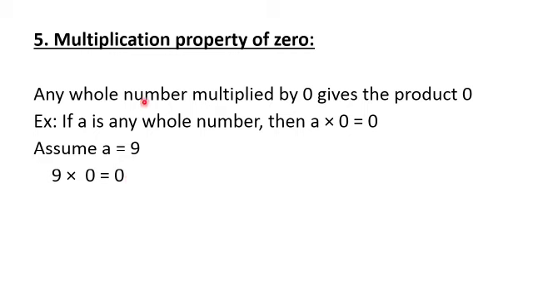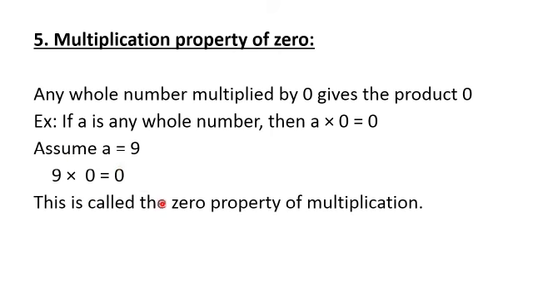So students, remember the multiplication property of 0. Any number multiplied by 0 will give the answer 0. So this is called the zero property of multiplication.